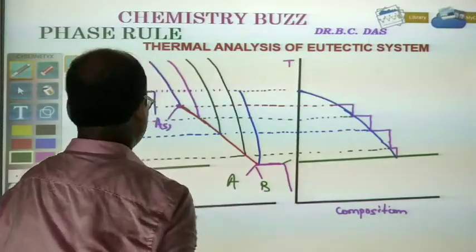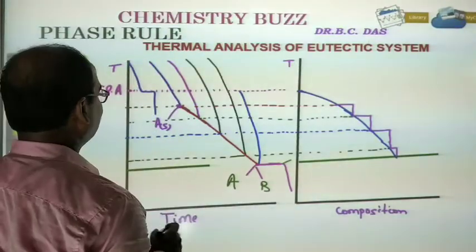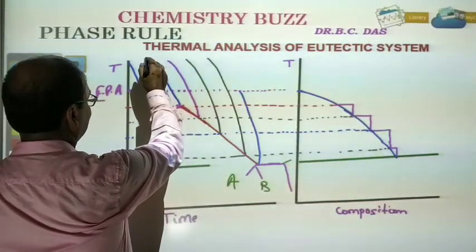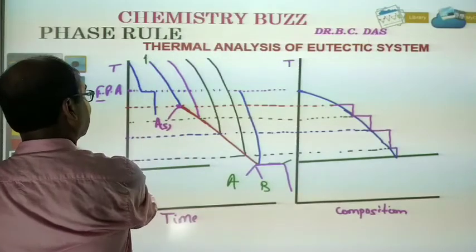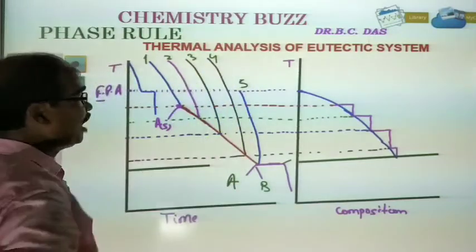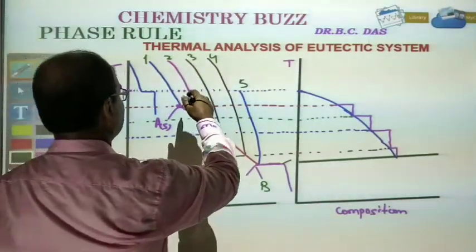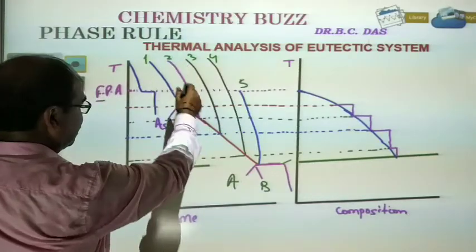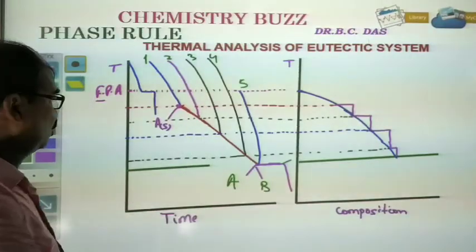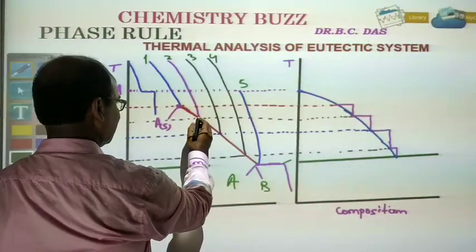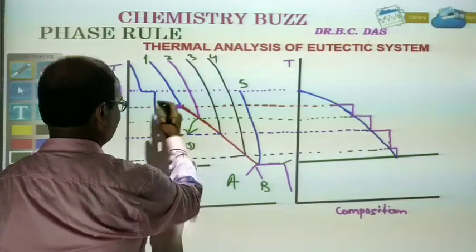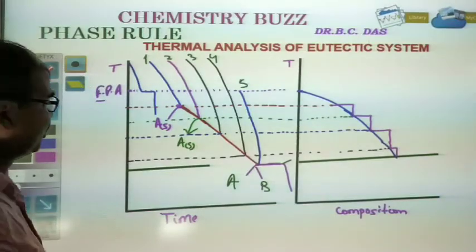Okay, and if you take the next sample, number 2, this is sample 1, and this is 2, 3, 4, 5. So we have taken 5 samples for experimental purposes, and this corresponds to 70% A and 30% B. So when the mixture is cooled, the first appearance of solid A will appear here, at a lower temperature in comparison to the previous composition.